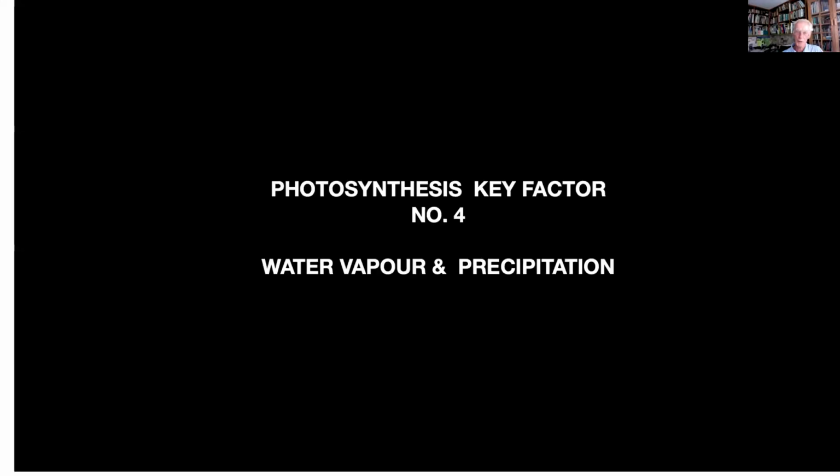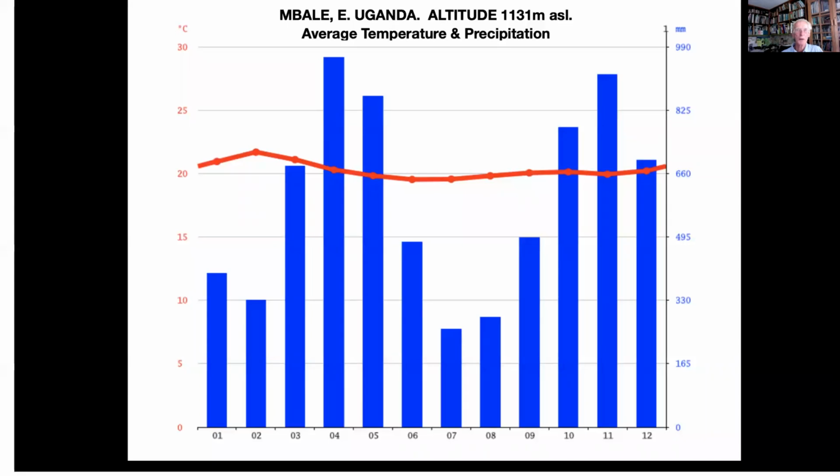But you have to look at another factor, and that is water vapor and precipitation. So if we look at Mvule in eastern Uganda, where we plant our trees in that region, you'll notice the altitude is over 1,100 meters above sea level. And if you look at the red line, that is the temperature, and you can see it's a moderate temperature. Every month, there's no temperature stress for trees.